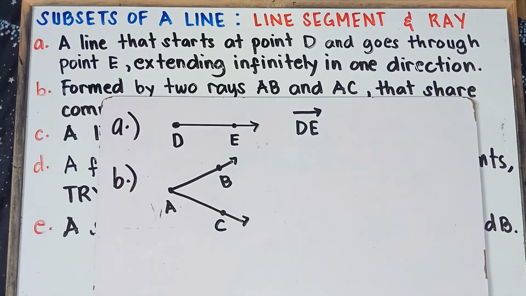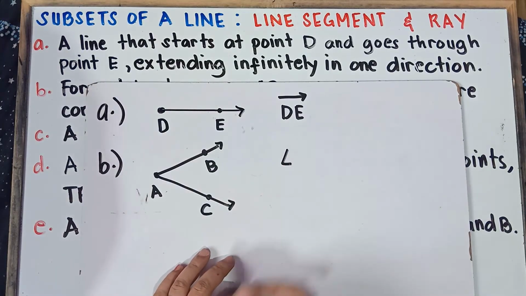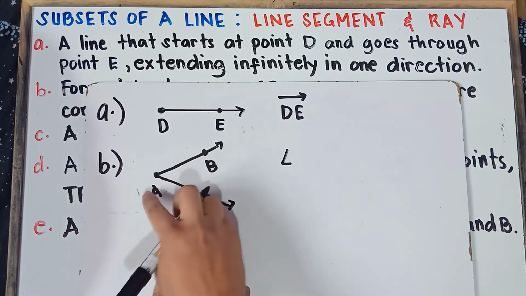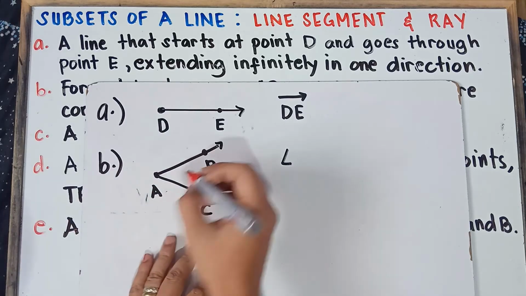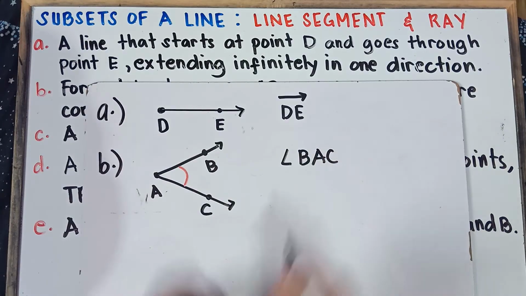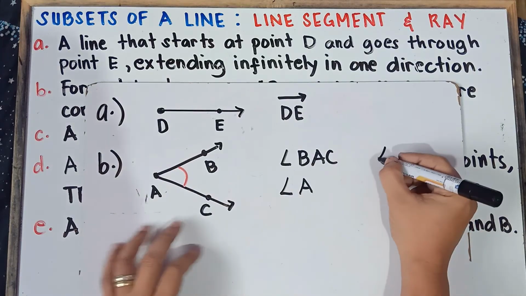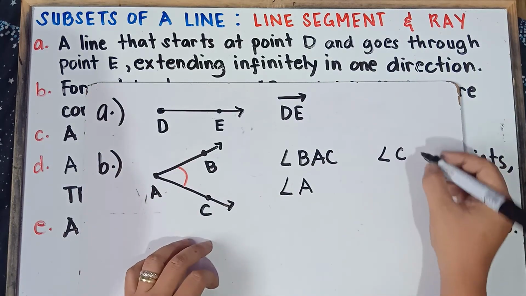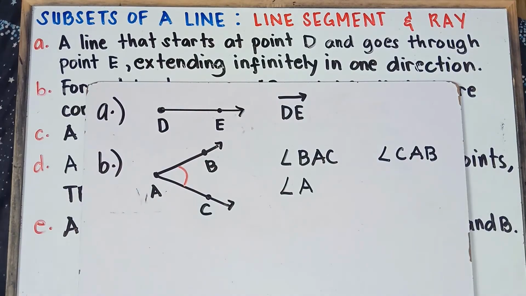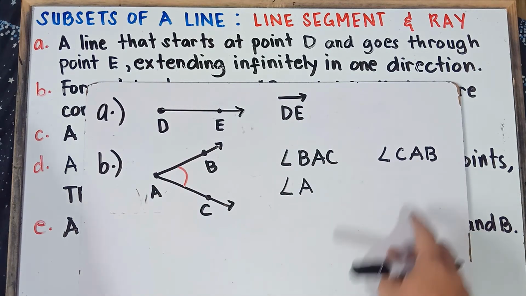So once again, an angle is formed by two rays. So therefore, we form an angle. So that will be angle BAC. So this is the angle right here. So we have angle BAC, or we form angle A. So we have angle A, or we can write angle CAB. This is just the same, class, CAB. Alright, so formed by two rays, we form an angle. So that's the answer, class, with regards to letter B. So we have angle BAC, angle A, angle CAB.